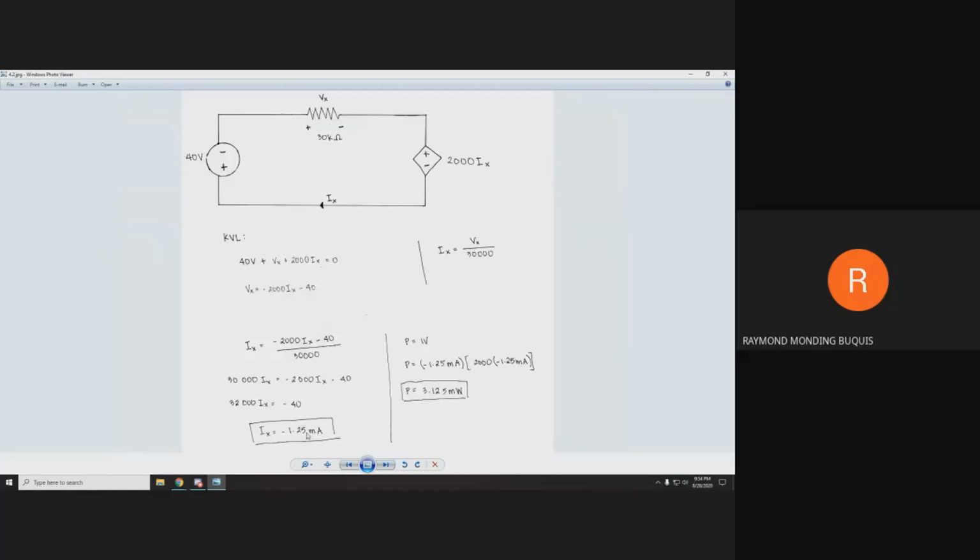Since we have the Ix and we were asked for the power of this dependent source, we know that the power is I times V. We have I and we have this V. So multiplying both, we get negative 1.25 milliamps times 2000 Ix, where Ix is equal to negative 1.25 milliamps. So for the power, we get 3.125 milliwatts.